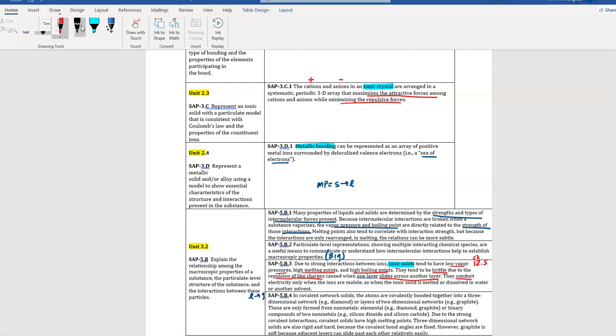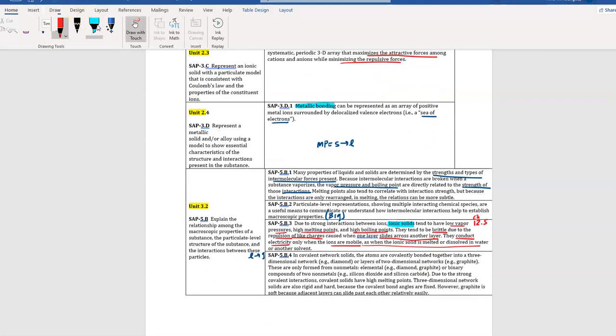They conduct electricity. Okay, so that's what I said, you're just annotating some notes. They conduct only when the ions are mobile, as in moving, and when the ionic solid is melted or dissolved in water or in another solvent. So they're definitely moving if they are melted or dissolved in water or another solvent.